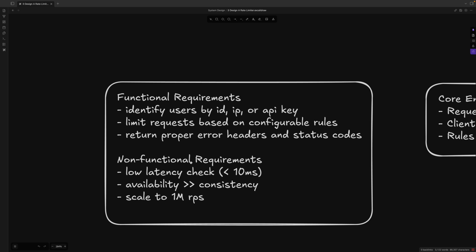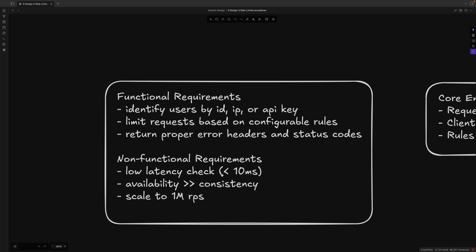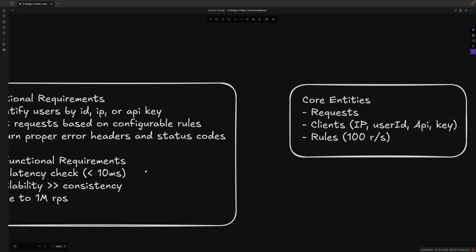And the non-functional requirements. Low latency, check is smaller than 10 milliseconds. And the second is like a CAP. So P is necessary, and availability is more important than consistency, and scale to 1 million RPS. Okay, so this is the requirements.